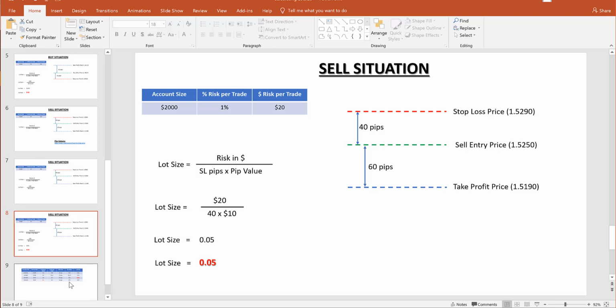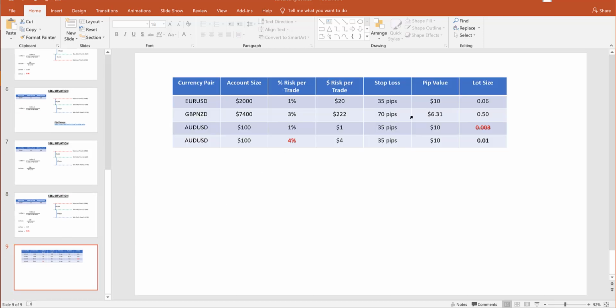Okay, now this is the important bit that I want you to take note of. We have just done this, taking an example of Euro USD with a $2,000 account size. 1% of the risk will be $20, and if we had a stop loss of 35, pip value of 10, the lot size will be 0.06.